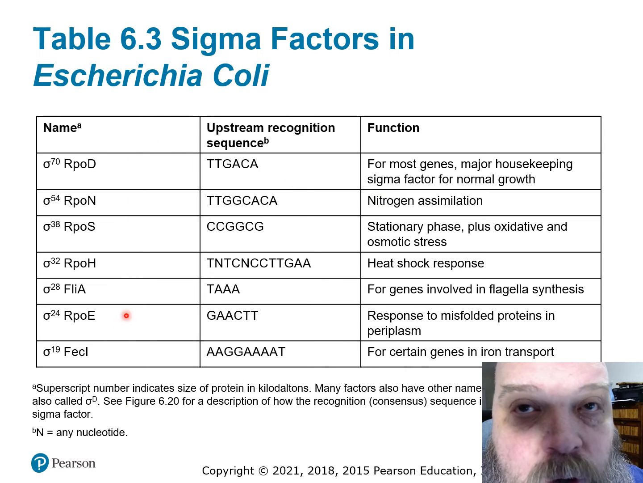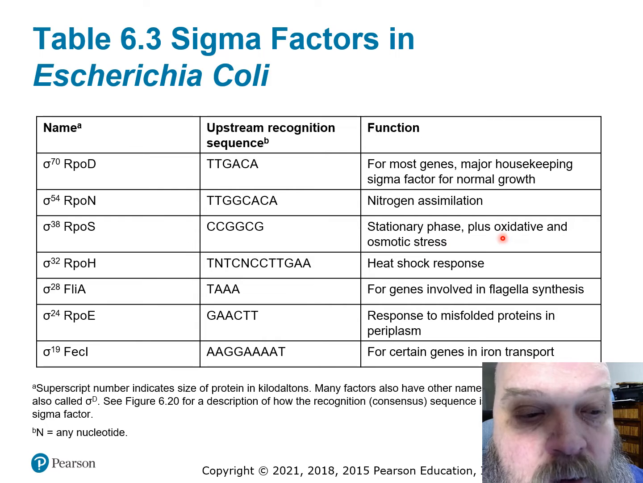There's quite a few of these sigma factors that come into play here. Sigma 70, 54, 38, 32. You'll also see them referred to as RPOS, RPON, RPOD. They have different sequences that they recognize upstream of the gene, and they come into play at different points in time.